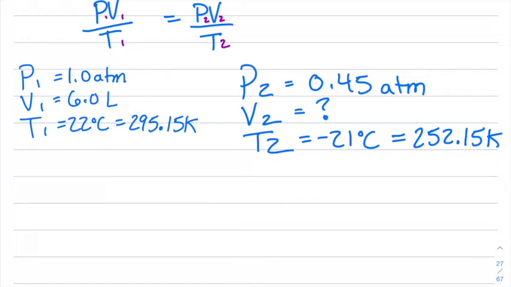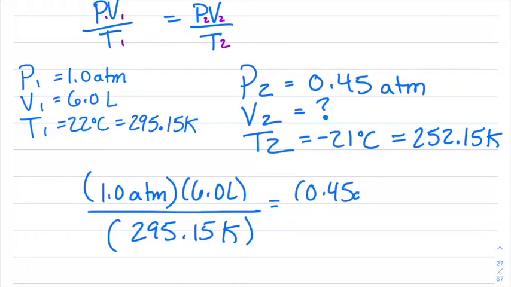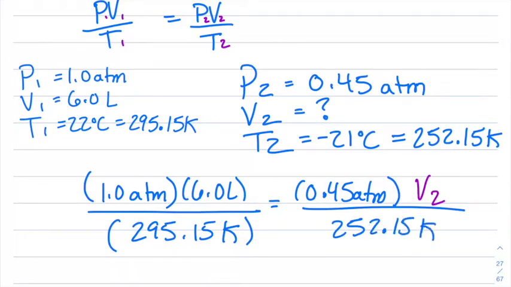All right, so let's go ahead and plug in. So it looks like we have 1 atm times 6 liters divided by 295.15 Kelvin equals, and on the other side, 0.45 atm. I'm going to go ahead and put my V2 in another color here. And down on the bottom, 252.15 Kelvin. Any questions about the way I set that up?